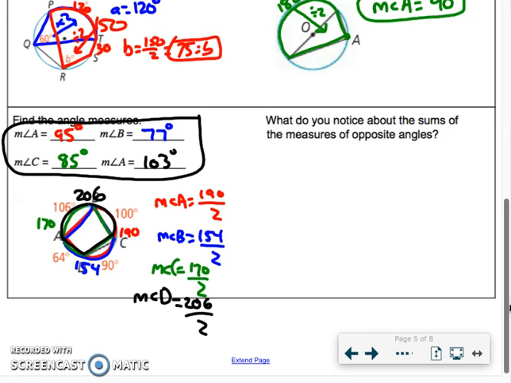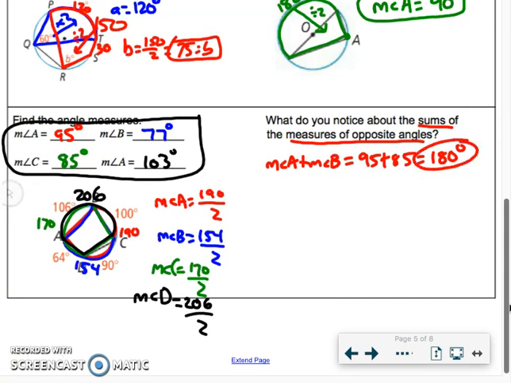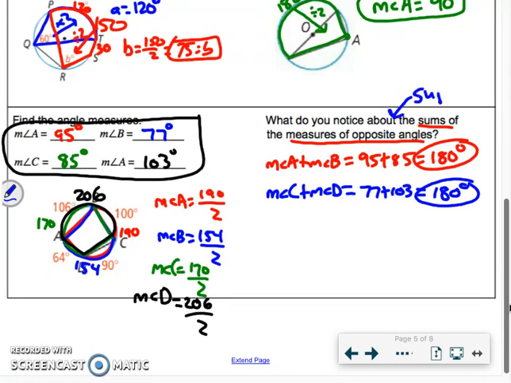Okay. The next part says, what do you notice about the sums of these opposite angles? The sums of the measures of the opposite angles. Well, that would be A plus B, which is going to be 95 plus 85, which equals 180 degrees. If I look at C plus D, then I'm talking about 77 plus 103, which is also 180 degrees. The sums of the measures of the opposite angles are supplementary.